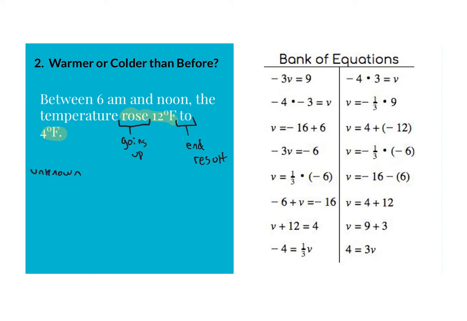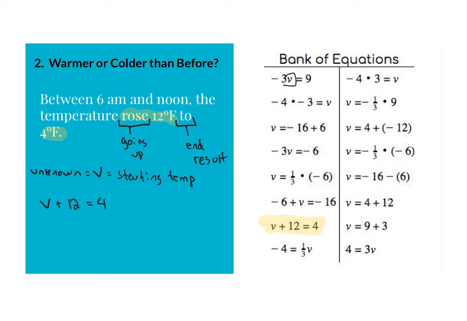So our unknown, our variable, in this case they're using the variable v, is the starting temp. That is the piece of this that we don't know. We don't know our starting temperature, so we're going to be looking for our starting temperature. We know it's rising 12, so v plus 12 is going to land us at 4. Let's look through our bank and see if we have that equation. And we do, it's right there. But there's supposed to be 2 that work for this.